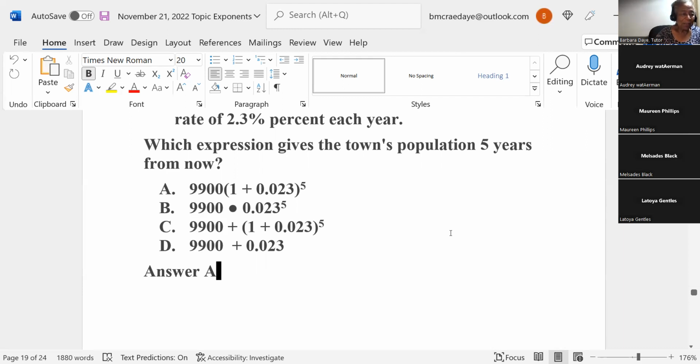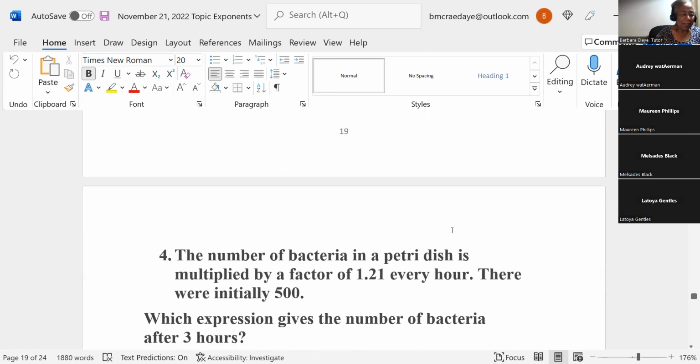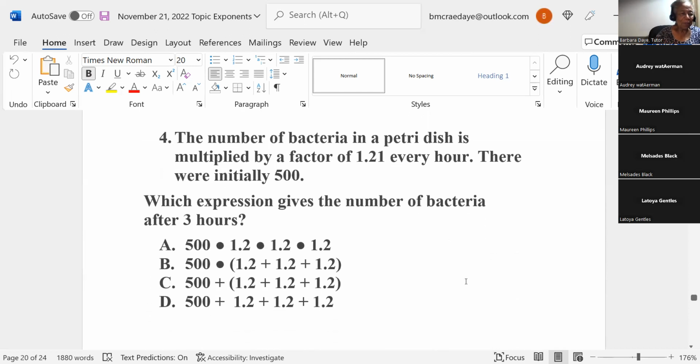Okay. So let's look at another one. The number of bacteria in a Petri dish is multiplied by a factor of 1.21 every hour. Initially, we had 500. Which expression gives the number of bacteria after 3 hours? Which would you say? Anybody? I said B. Anybody else? Let me see. Anybody else?